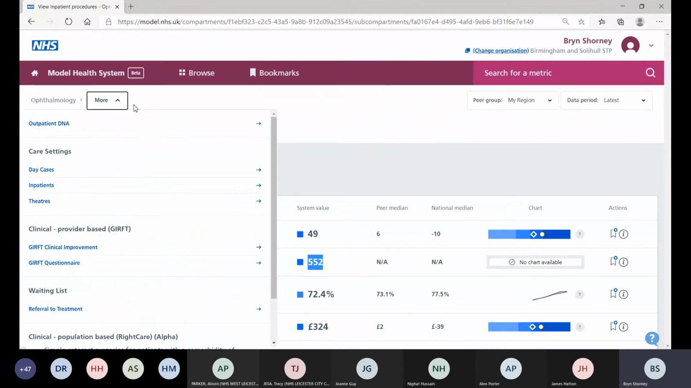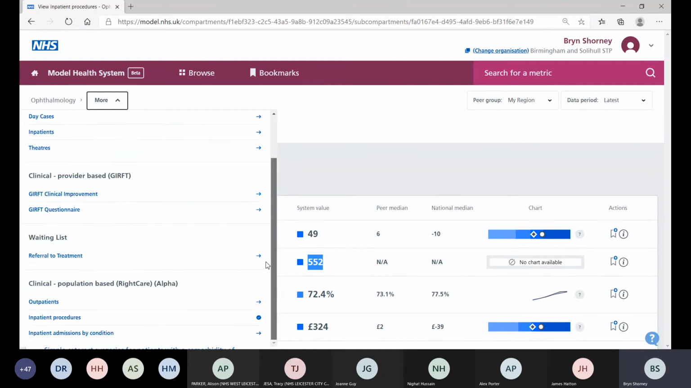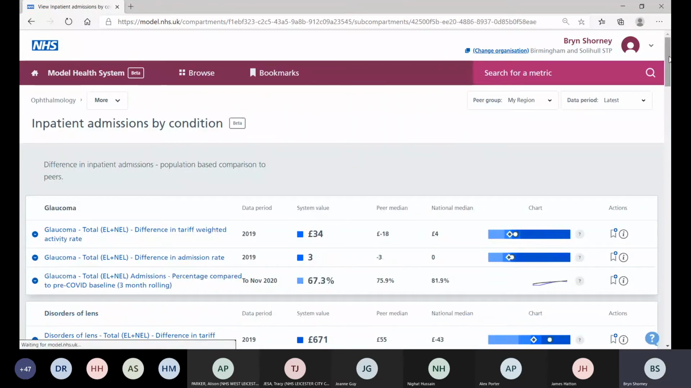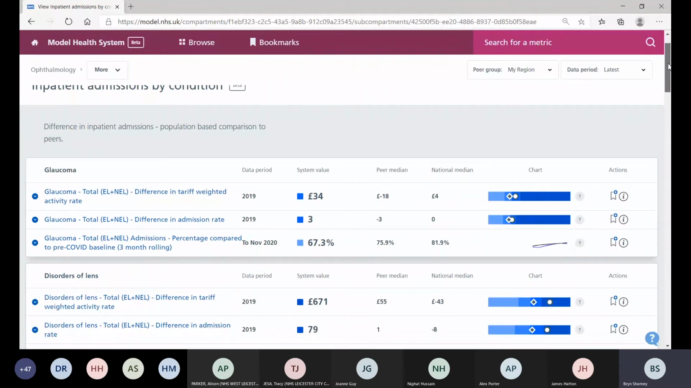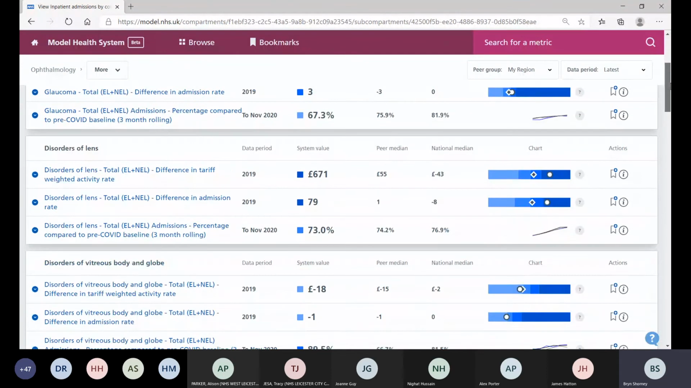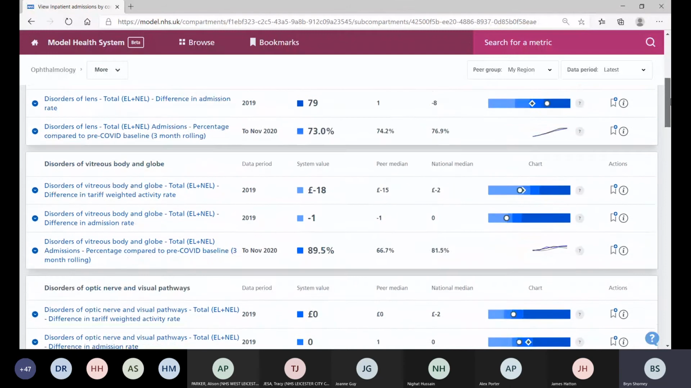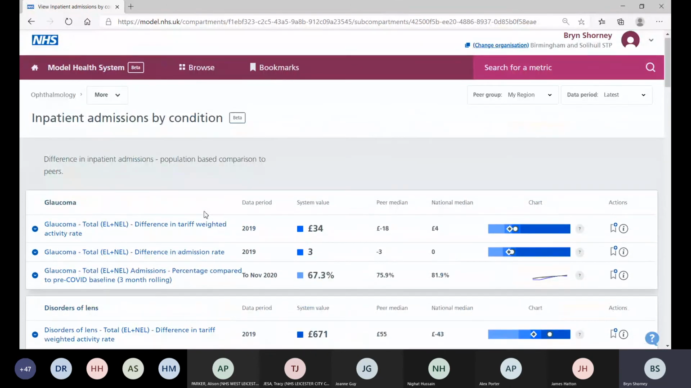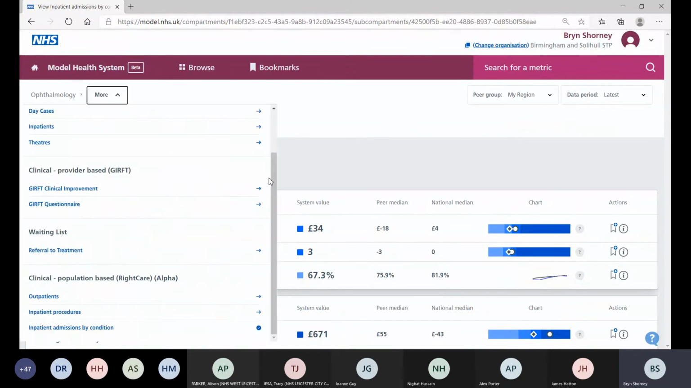We've also got that broken down by condition as well. So yeah, we've got by primary diagnosis here, we've got the information on glaucoma and disorders of lens and the various others. So again, all in the same format, but just breaking that down by the diagnosis group rather than the condition group. And I mentioned that this is one of the areas where we weren't as aligned.